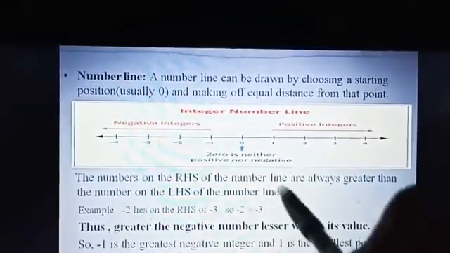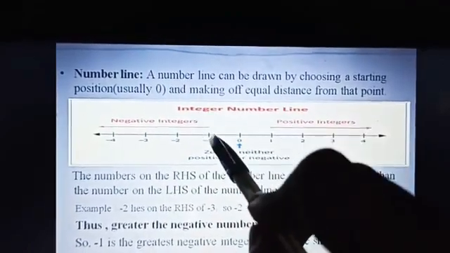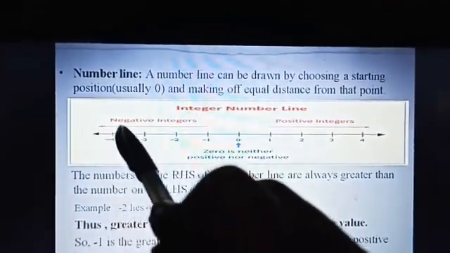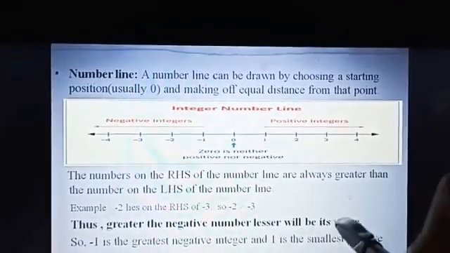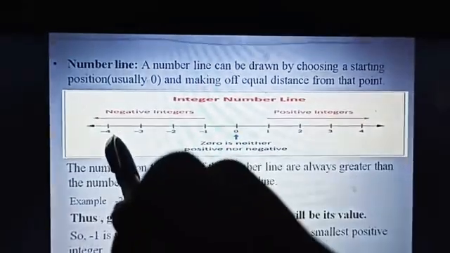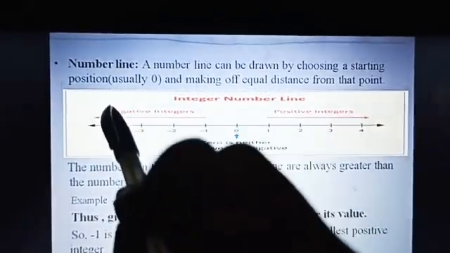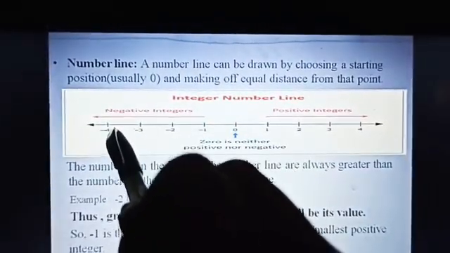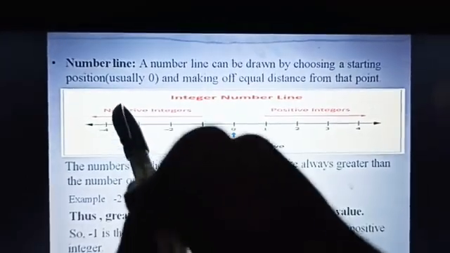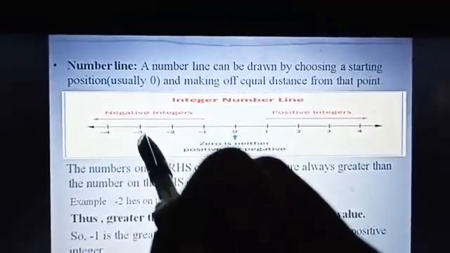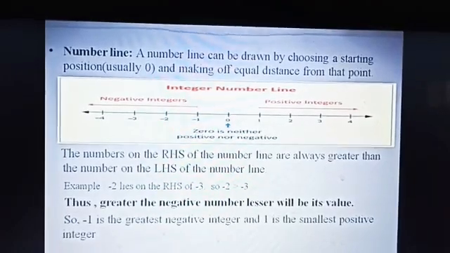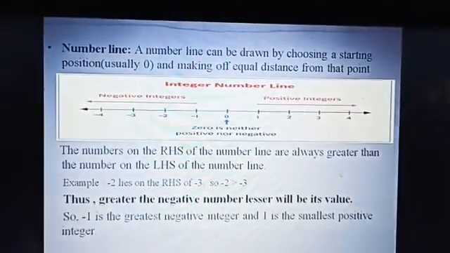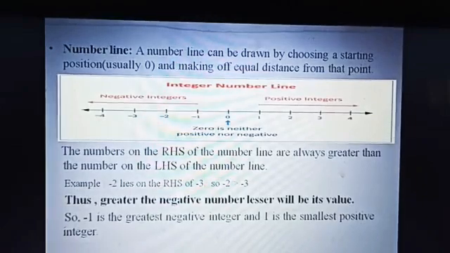So from this I can conclude that -1 will be greatest among all the negative integers. Thus, greater the negative number, lesser will be its value. Like 4 and 3. Between 4 and 3, number 4 is greater than number 3. But with the negative sign, number -3 will be greater than -4. So -1 is the greatest negative integer and 1 is the smallest positive integer.